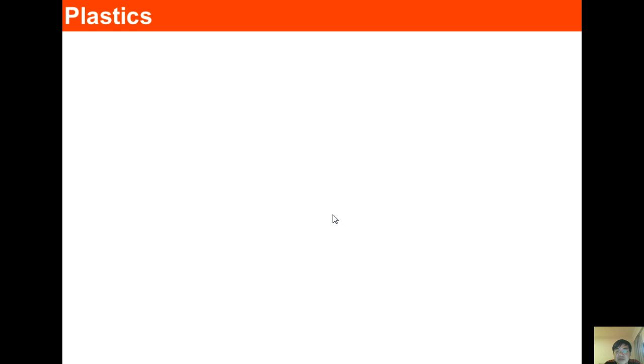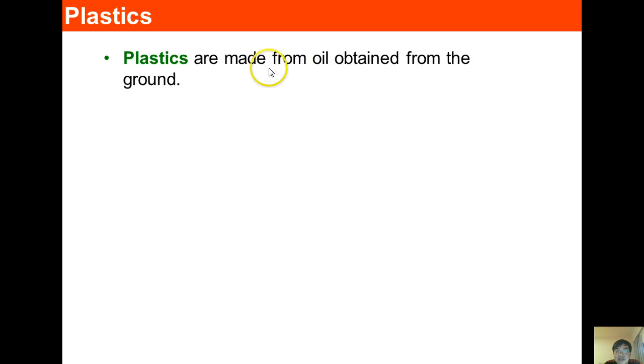The next material is plastic. Plastic is made from oil obtained from the ground. That oil, usually called crude oil, can be extracted from the ground, and many parts of the oil can be taken out. One part can be used as petrol, some parts as kerosene, and some as chemicals for other uses. One of the parts from this oil is taken out to make plastic.